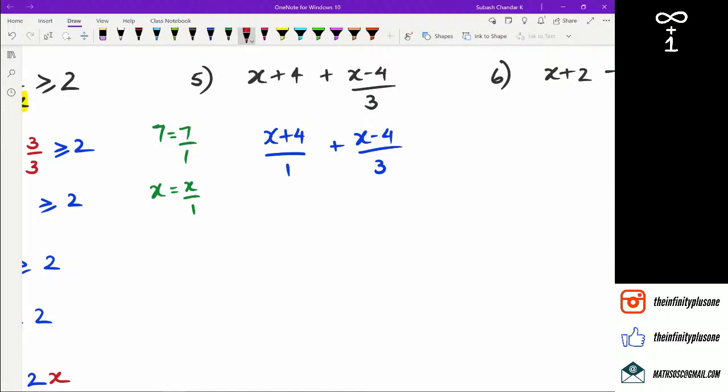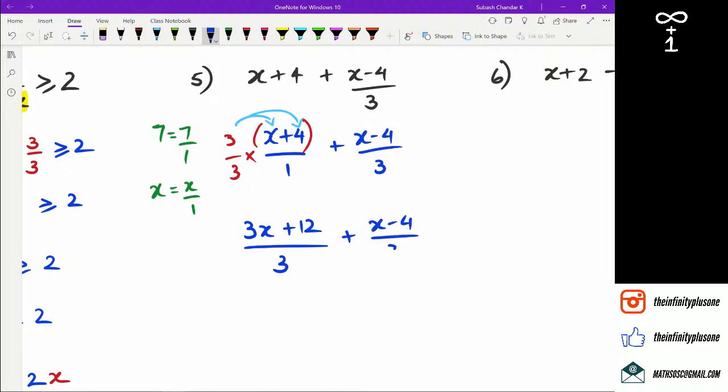Once we do that, we can see that the lowest common multiple is 3. So I'm going to multiply the denominator by 3 and the numerator by 3. But really important in this case that you put a bracket around that x plus 4, because that 3 is getting multiplied to x plus 4. If you don't put the bracket, sometimes people just go 3 times x and forget about the 4. So now that we've done that, we need to expand the brackets. So we got 3 times x, which is 3x, and then 3 times 4, which is 12. All that is divided by 3 plus x minus 4 over 3.